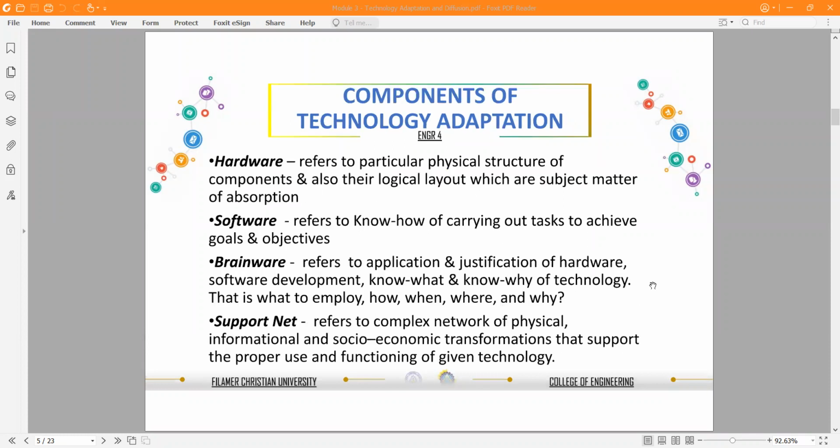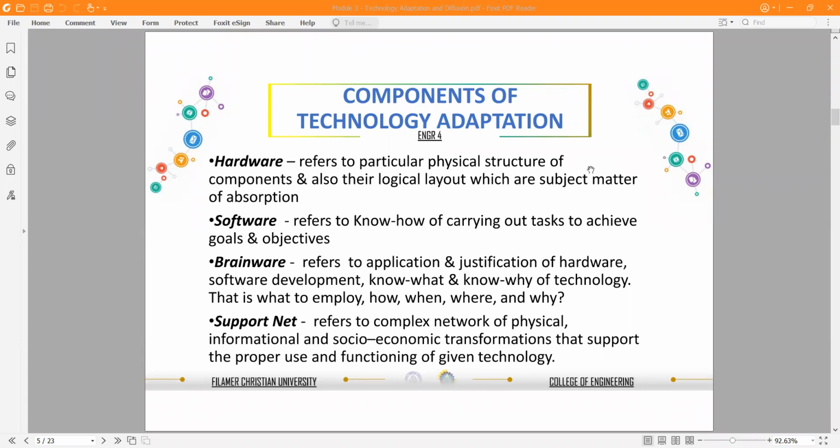So ano yung mga components of technology adaptation? So first, we have the hardware, which refers to particular physical structure of components and also their logical layout, which are subject matter of absorption. So ano yung plano or ano yung layout nila? Yan. So ano yung physical structure? Yan. So it belongs to the hardware component.